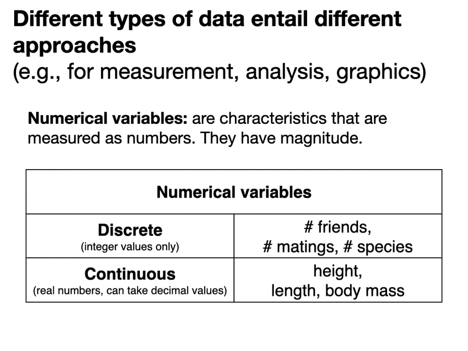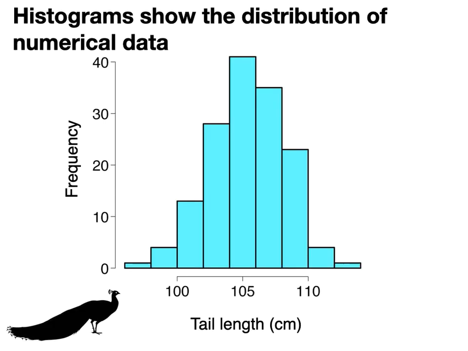Continuous numerical variables are real numbers. They're things that can take decimal values, like the height of a peacock, the length of a bird's tail, the body mass of an ant. So those are continuous numerical variables. Different types of data often entail different approaches to measurement and to statistics and visualization. That's why one of the core skills in this course is to be able to look at a data set or think about a measurement and tell what kind of data this is.